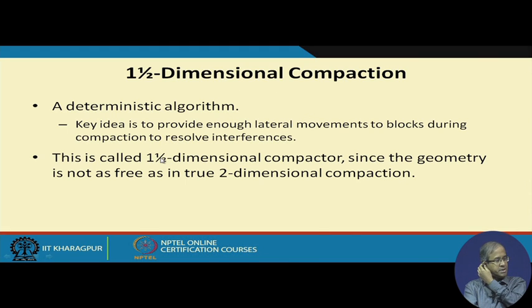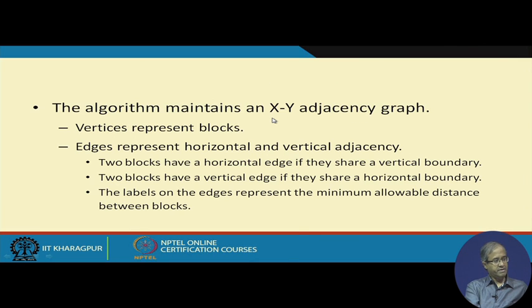So, this is called 1.5 dimension, as I said, because you are not moving the blocks as freely as in a true 2-dimensional compaction, but in a limited sense you are allowing lateral movements in the other direction. Okay? Let us see how it works.